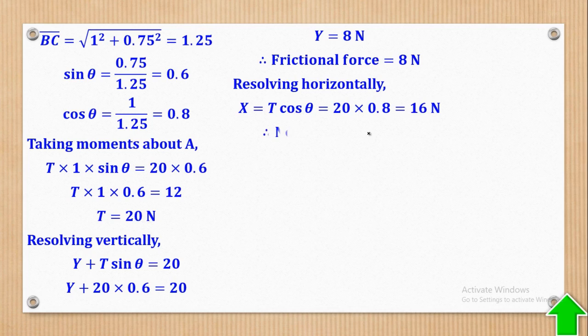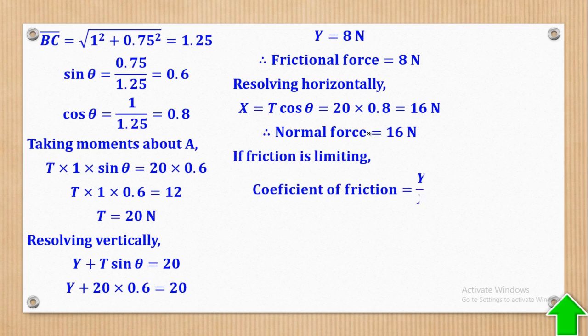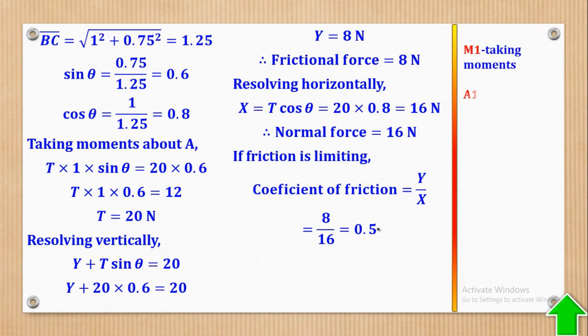So what does that mean? It means that the normal reaction is 16 newtons. Now that I have friction and normal reaction, I can get the coefficient of friction. The coefficient of friction will be equal to frictional force over normal reaction, and frictional force is 8 and this one is 16. So when I divide the two, I'll come up with 0.5 as my coefficient of friction. So basically that's what they wanted.